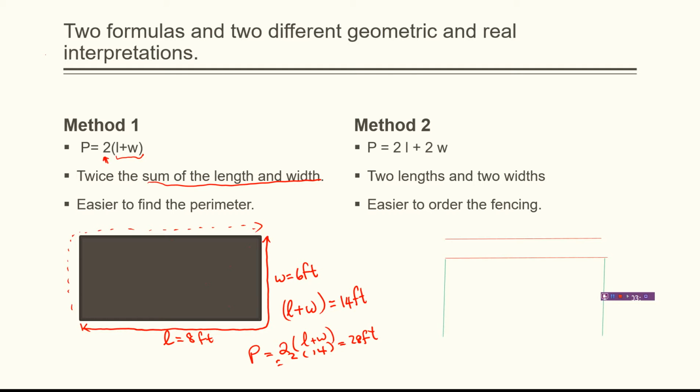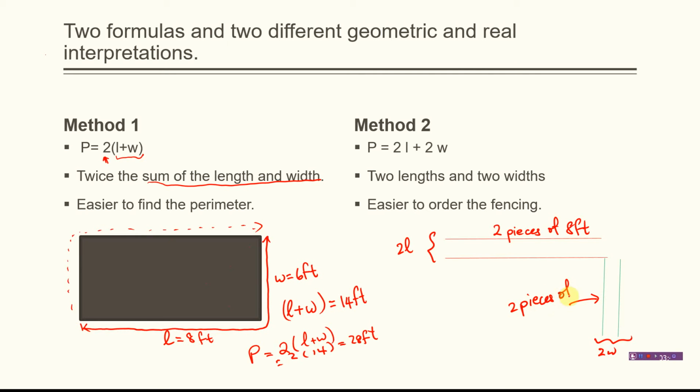Here are my 2 lengths in red. Here are my 2 widths. So this was my 2L, and here we have our 2 widths. So I could order my fencing. I could tell someone that I needed 2 pieces of 8 feet fencing, and down here 2 pieces of 6 feet fencing, right?